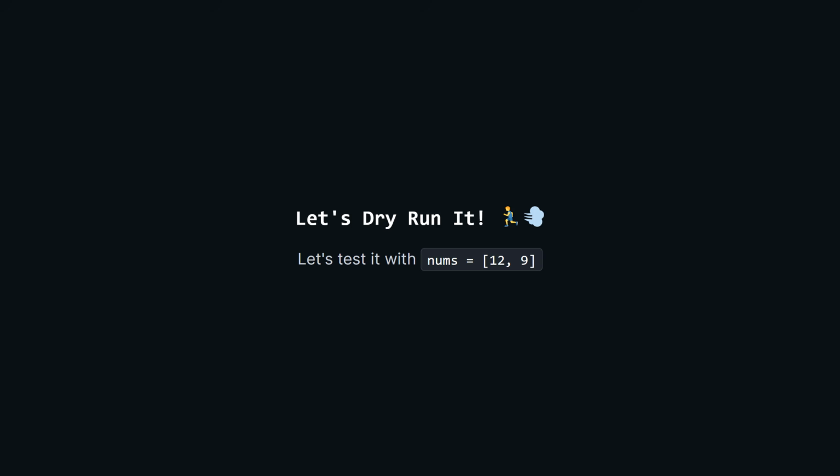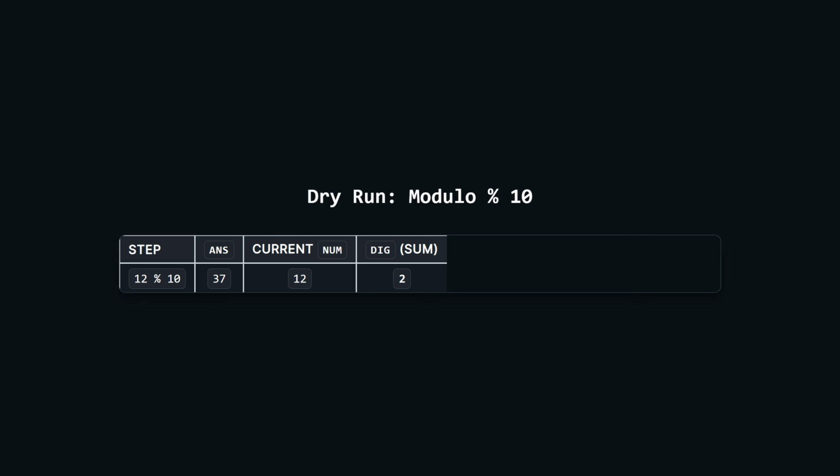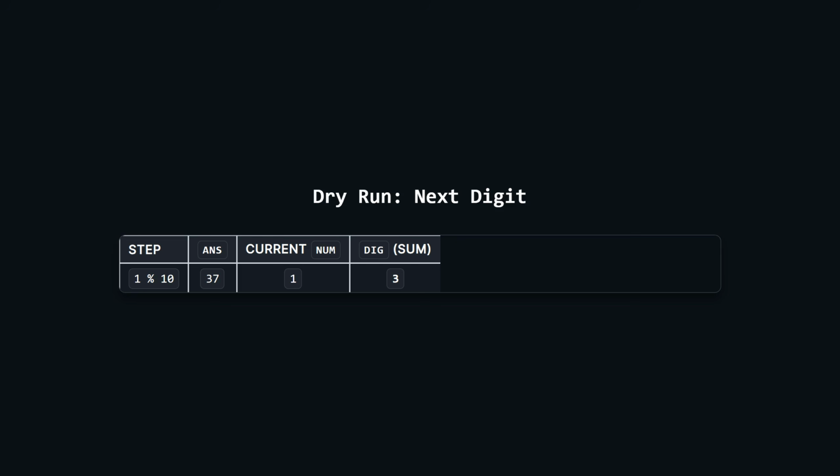Seeing the code is one thing, but tracing it helps it click. Let's do a quick dry run with a simple list containing the numbers 12 and 9. We start with our answer at 37. Our loop begins with the first number, 12, and we reset our digit sum to 0. 12 modulo 10 gives us 2, which is the last digit. We add that to our sum. 12 divided by 10 gives us 1. The last digit is chopped off. The loop continues because 1 is greater than 0.